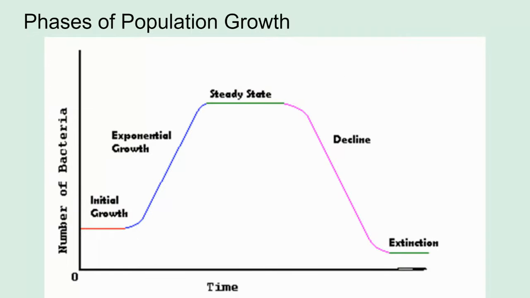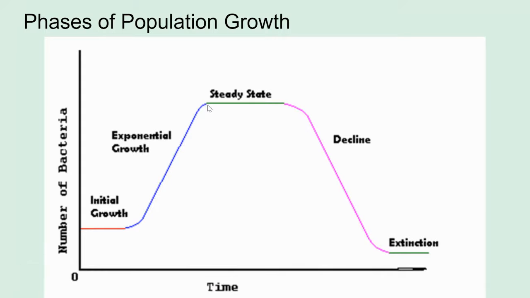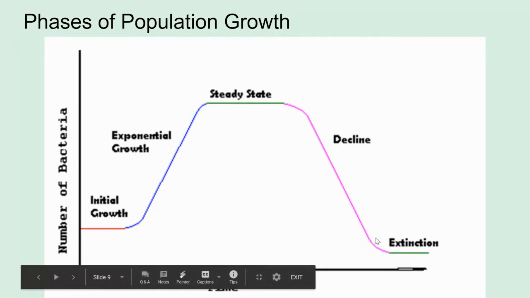There are many different phases of population growth that we can look at on a graph, but you have your initial growth, and then exponential growth is when it grows at a steady rate. And then you have a steady state of that population where it doesn't really increase or decrease in size. And a lot of times, for most species, the population will decline, and that can happen quickly or over a long period of time before the organism eventually goes extinct.